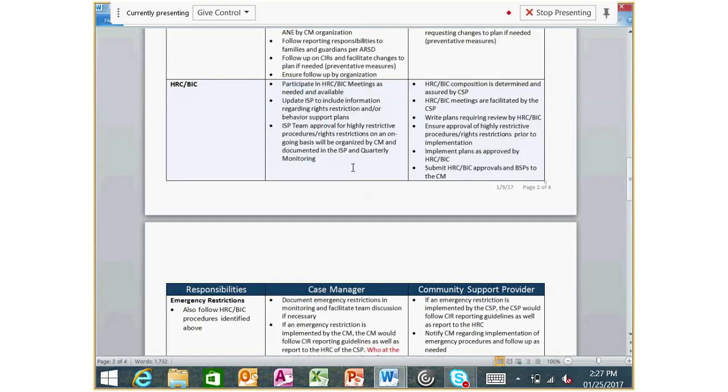Typically, if a person has a behavior support plan and/or rights restrictions, that typically has a pretty big impact on their life, and so it's important for the case manager to be aware of what those entail, as well as the progress towards or any barriers because of those.